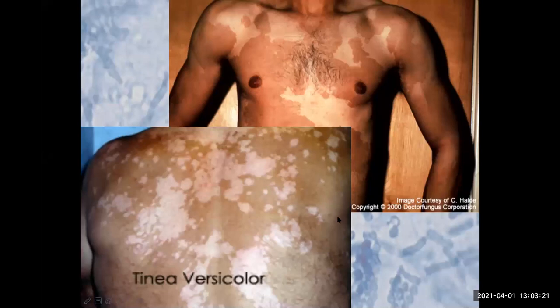Now, these are some other pictures of Tinea versicolor. These are confluent patches, and sometimes it is very commonly confused with another disease which may look similar. What is the name of that skin condition which almost looks like this? Yes, Vitiligo.